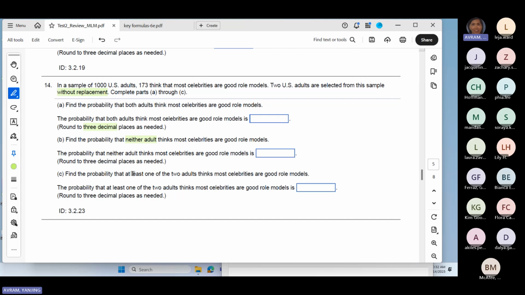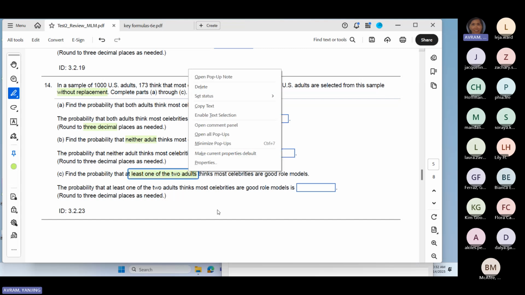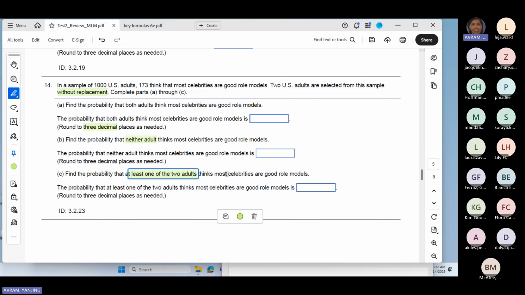Find the probability that at least one of the two adults thinks most celebrities are good role models. All right, so what does "at least one" mean? At least one role model. That means you can have one adult who thinks they are role models, or both two adults think they're good role models, right?